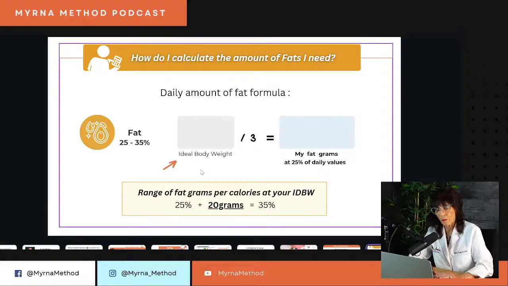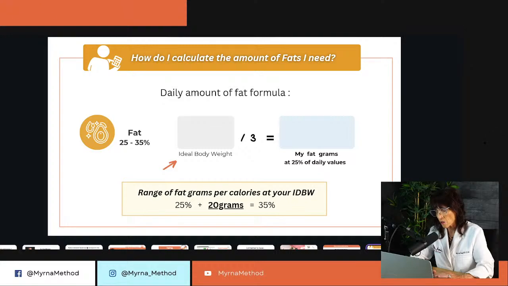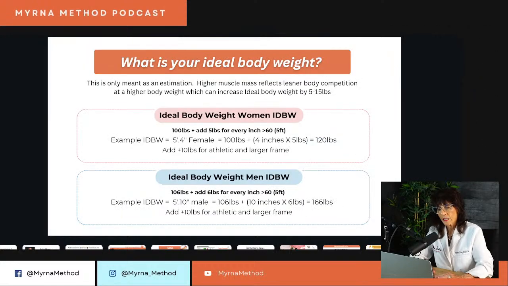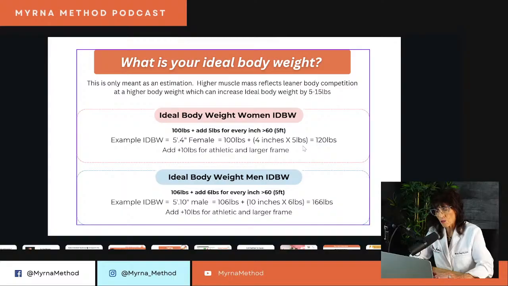And what is ideal body weight? A lot of people say, oh, I know what my ideal body weight is. Well, there's a scientific way to know that, so why don't I just go over it? So you take, for women, every inch over 5 feet, you add 5 pounds, and you add it to 100. So if you're 5'4", that's 120 pounds. You can easily add 10 pounds to that and still be within your BMI, although I'm not a big fan of BMI, but you'll still be within a healthy range.